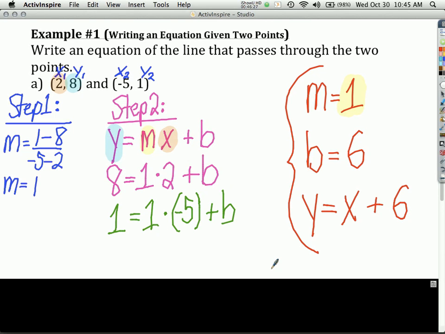Got some light bulbs? Alyssa, what do I get? 6. Yeah, you get 6 again. Of course you get 6. Because both of these points fall on the same line. Then of course you're going to get 6 again. So Kamoy, what's the answer to your question?